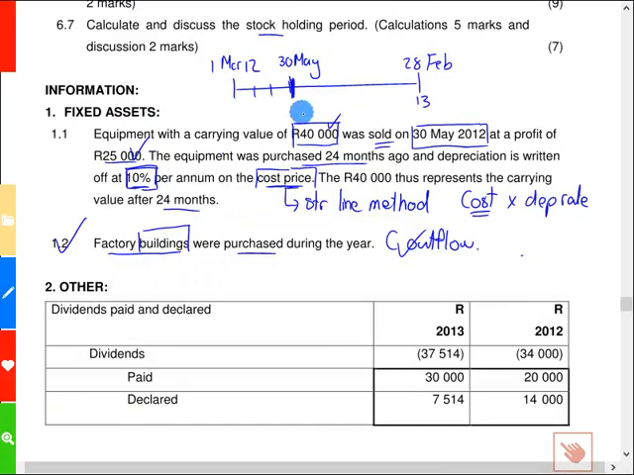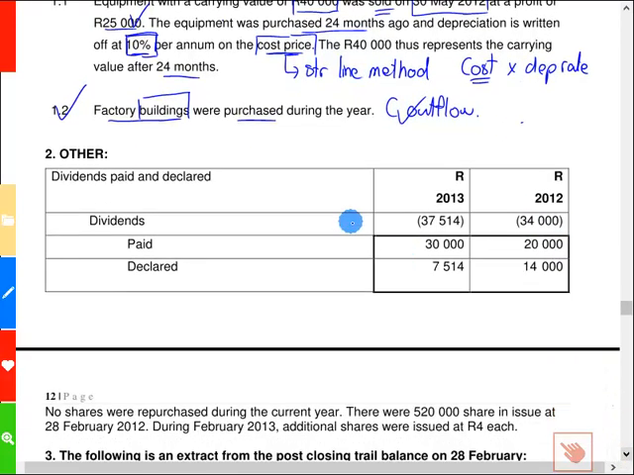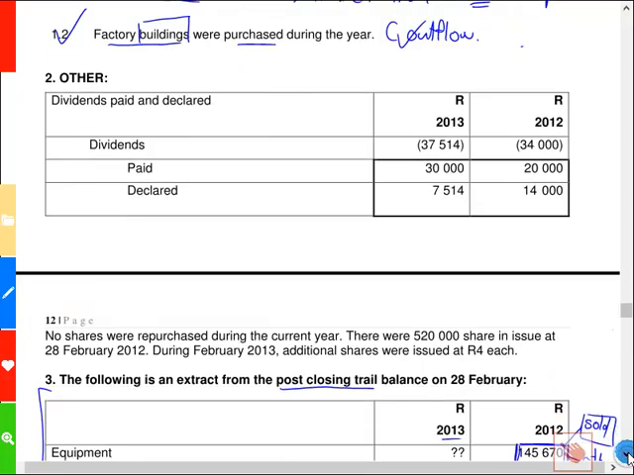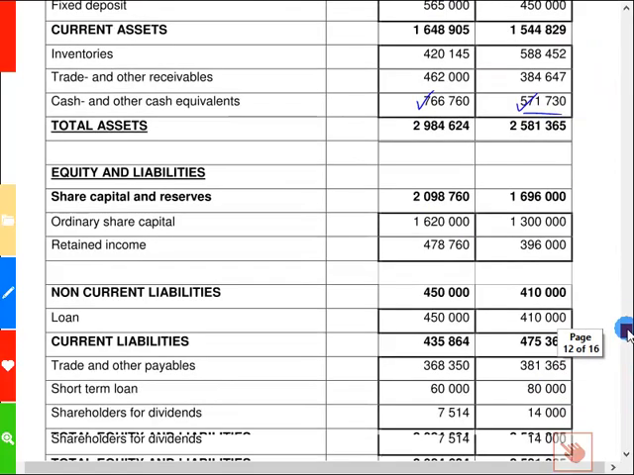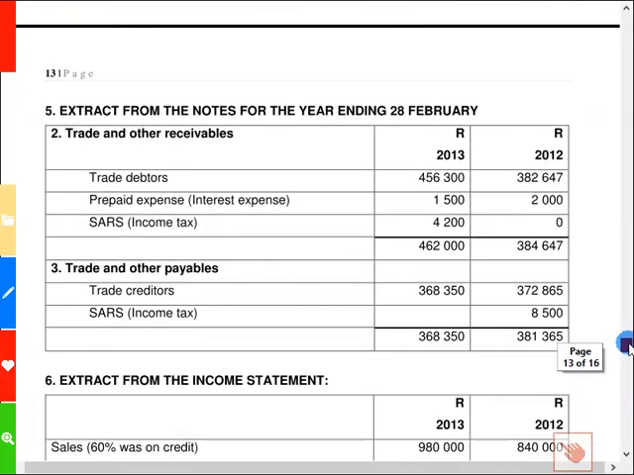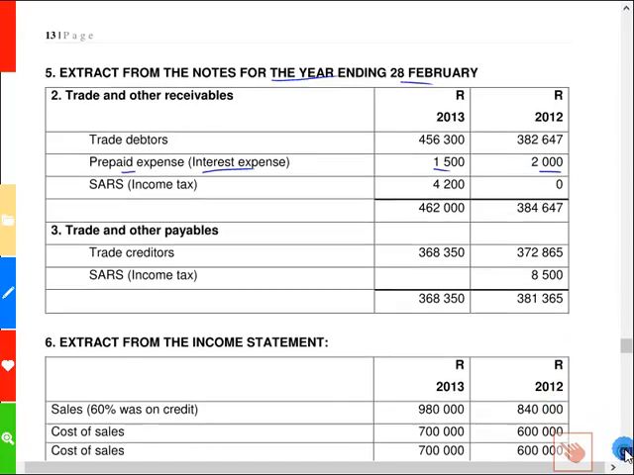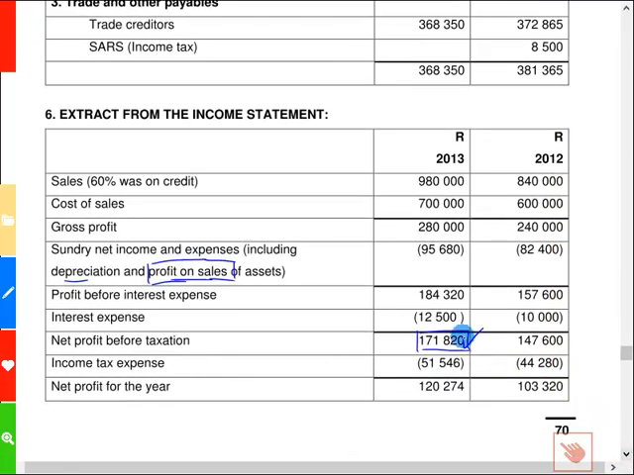So let's try and find our interest expense. There's information for dividends. We're going to come back to that one right now. And let's see if we can find anything on interest expense. Nothing in the... Oh, here we go. Extract from the notes for the year ending 28 February. Prepaid expense, interest expense of 1.5 and 2,000. Alright, let's just take a note of that. And then lastly, we've got here interest expense in the income statement of 12,500.